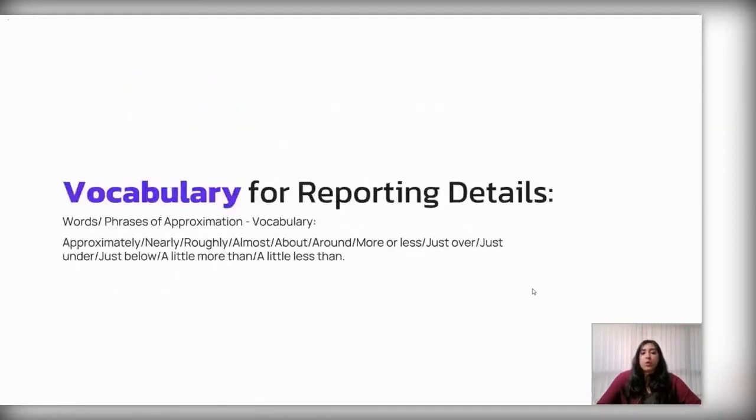All right. Some more vocabulary for reporting details are words and phrases of approximation. So approximately, nearly, roughly, almost, about, around, more or less, just over, just under, just below, a little more than, a little less than. All these words, when you're describing something approximate, will really help. They will give that boost to your essay and boost your score a bit too.